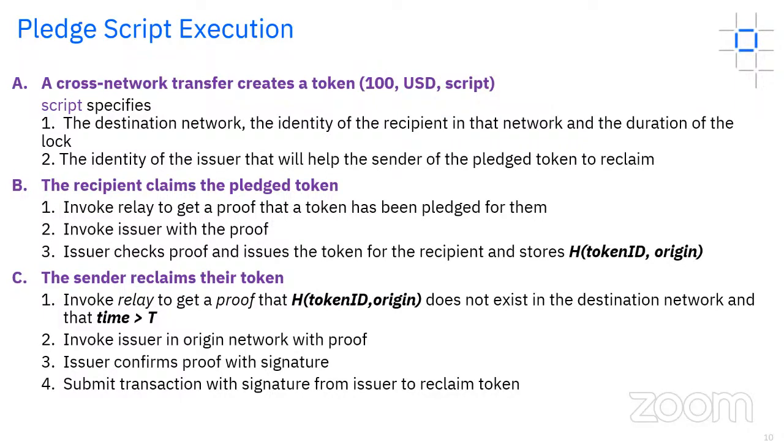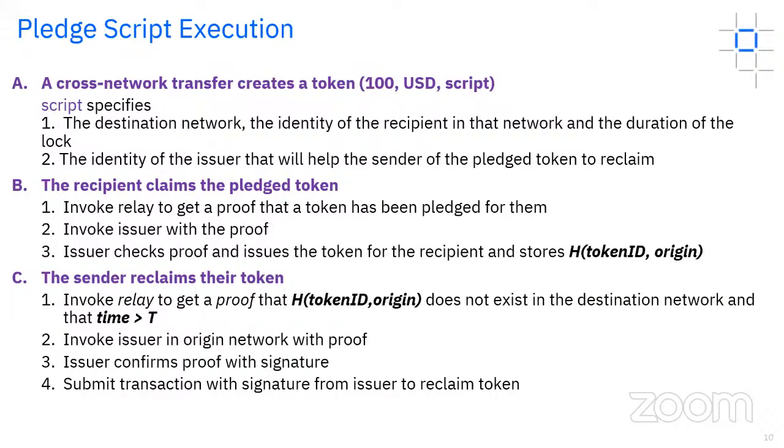They also specify another piece of information, which is the identity of the issuer and the origin network, which would help the sender to reclaim. So this is the case where, let's say, Bob, for whatever reason, does not claim the token in their destination network. And now Alice will say, okay, I see that Bob did not claim the token, or Bob tells me that he did not claim the token. And I go and try to reclaim it, and I would have the issuer in my network create again the value that was locked for Bob in the pledge script.